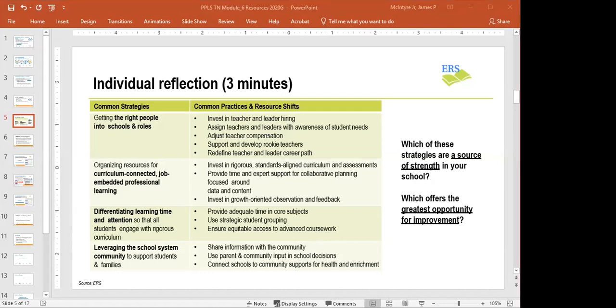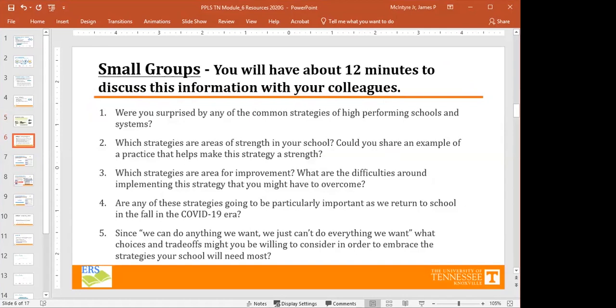And just so you know what that will look like, here are the questions that we'll ask there. Again, the first two are the questions David asked. Well, first is, was there anything that surprised you about the common strategies for high-performing schools and systems? Was there anything in there that you didn't expect to see?